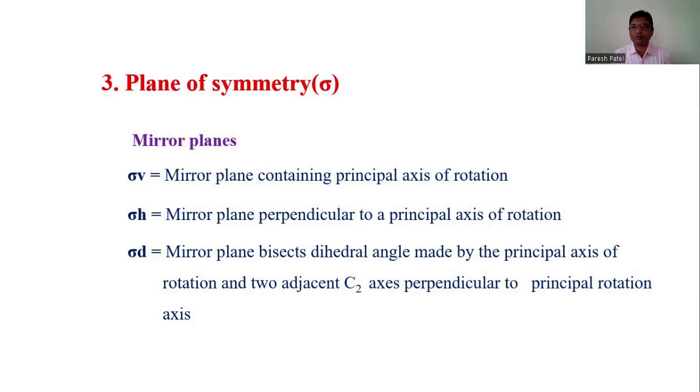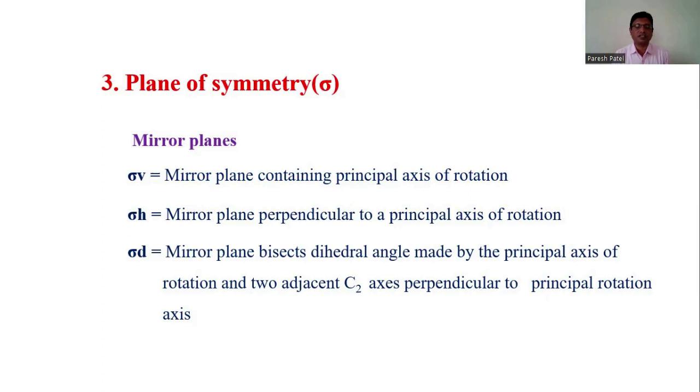Now, what is plane of symmetry? If we imagine a plane or mirror, and with the help of that mirror, we can bisect the molecule in such a way that one part is the mirror image of the other part of the molecule. So that type of symmetry can be recognized as plane of symmetry. Now, plane of symmetry can be categorized into 3 categories.